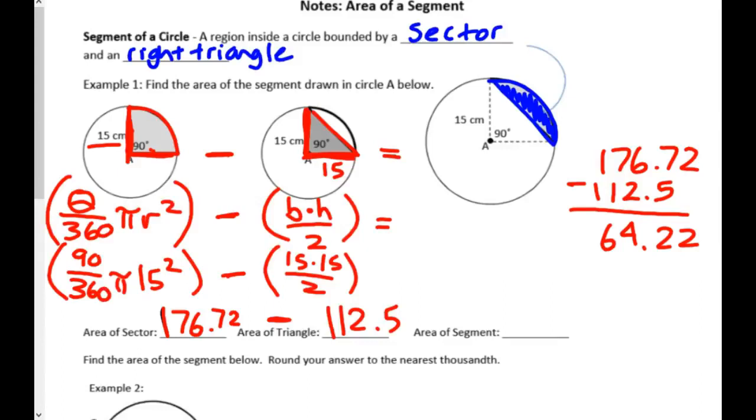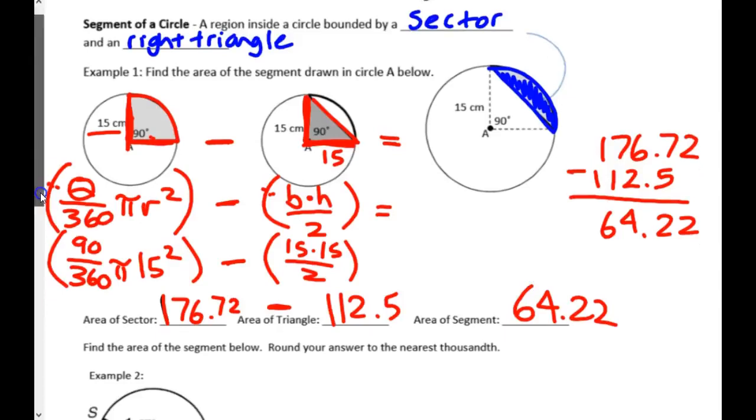64.22, and that's it. So the hardest part about this is you got to know the formulas, okay? So I'm giving you the formulas. We learned this already. We definitely learned this already, and I'm just telling you, all you're doing to find a segment is subtract those two numbers. Let's try one more together, and then that's it.